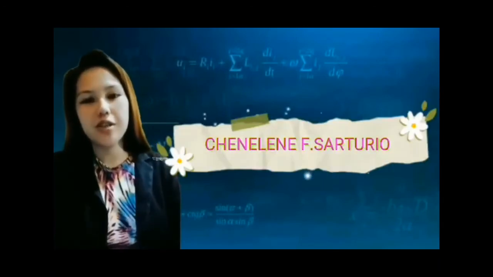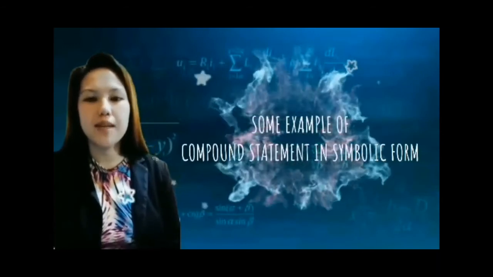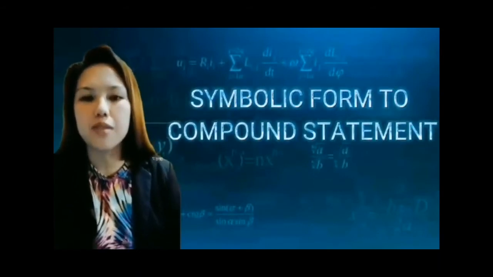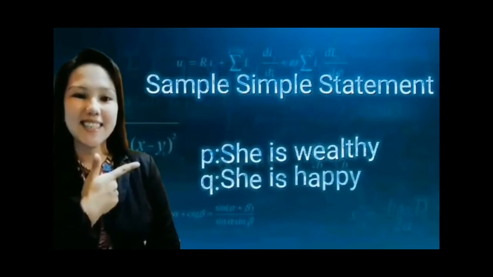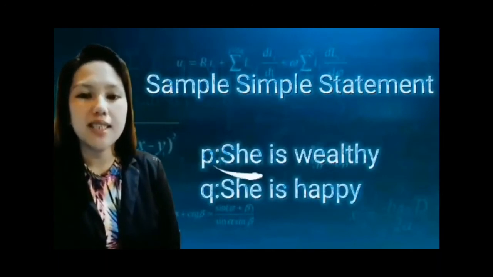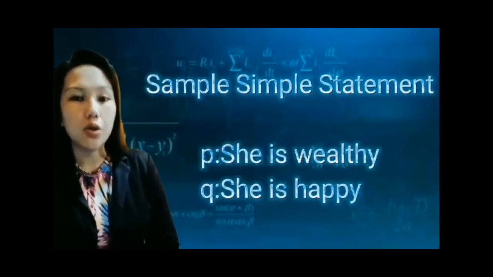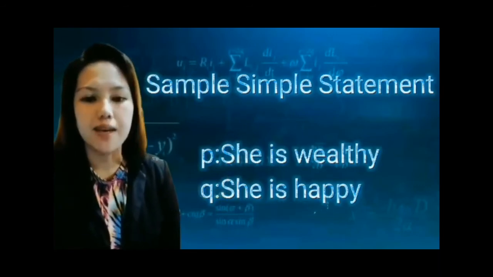Hello everyone, I'm Chenelene Sarturio. I will discuss the example of compound statement and symbolic form. But first, let's answer the symbolic form of the compound statement. We have P and Q here. Let them represent the following statements. P for she is wealthy, and Q for she is happy.